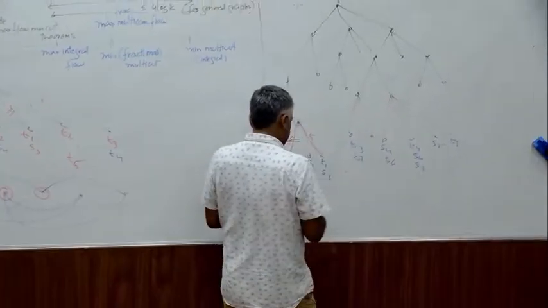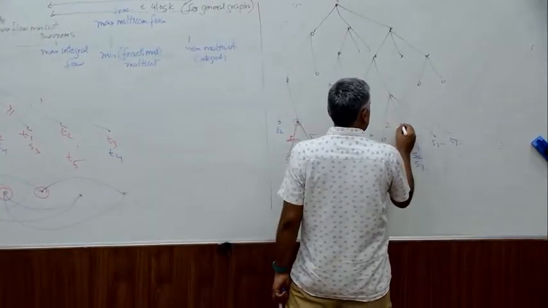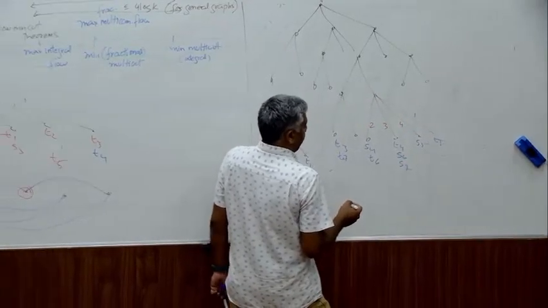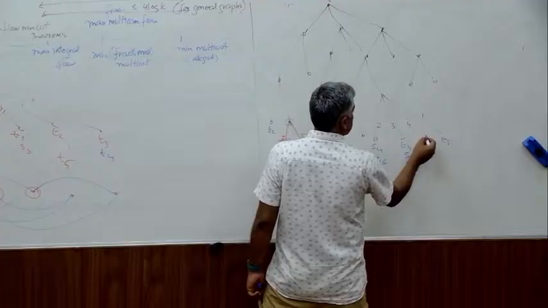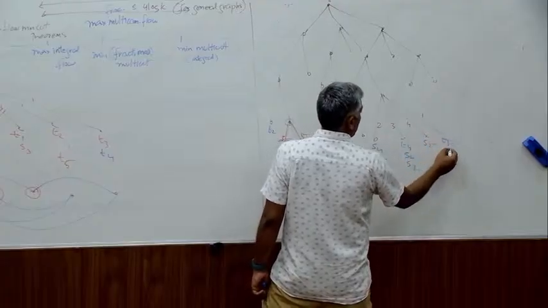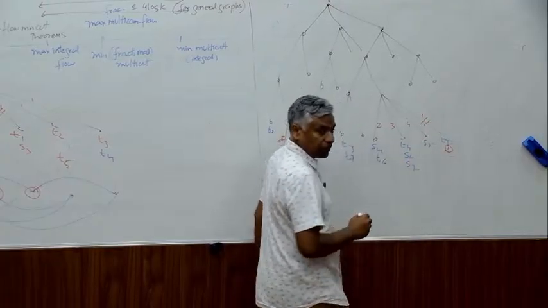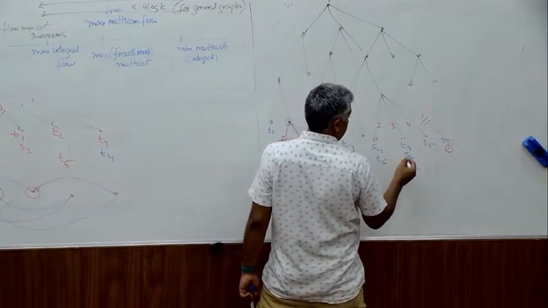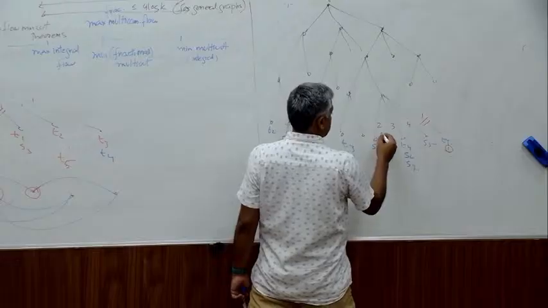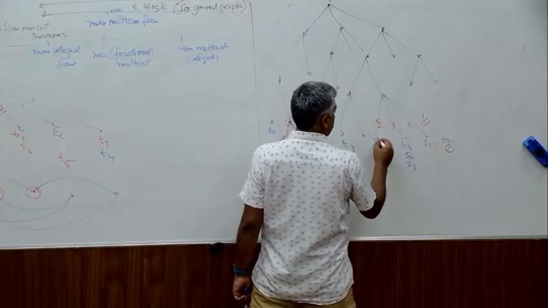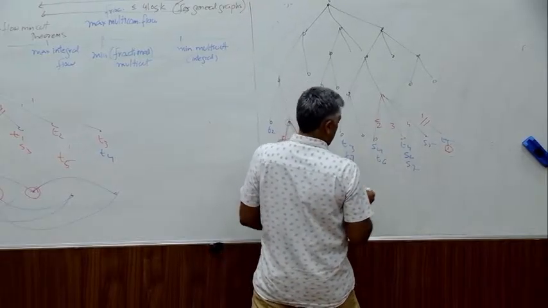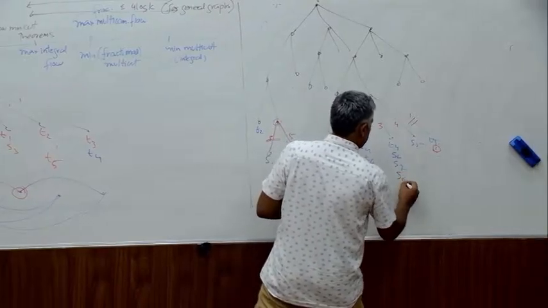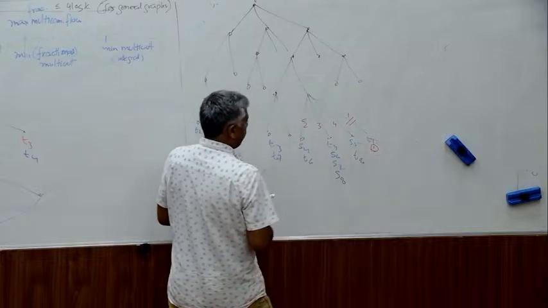Maybe this was the next level. Let's say these were 2, 3, 4, 1. S5 T5 पे मैं कितना फ्लो भेज सकता हूँ? 1 यूनिट भेज सकता हूँ और फिर ये एज टाइट हो गई मेरी. ठीक है? फिर S4 T4 पे मैं कितना भेज सकता हूँ? 2 यूनिट्स भेज सकता हूँ और फिर ये वाली एज टाइट हो गई. ओके, यहाँ पे S8 T8 डाल देते हैं.